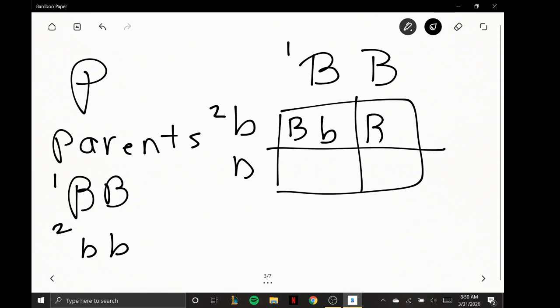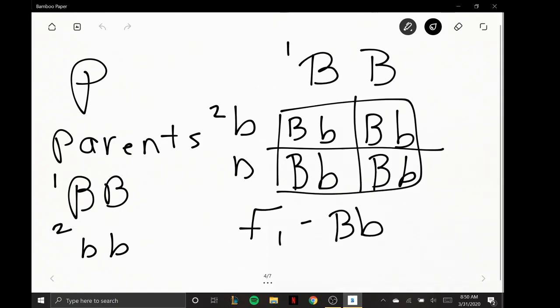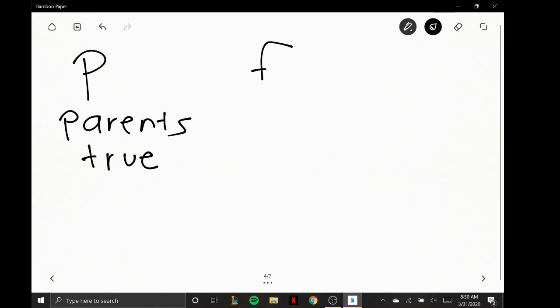So all of the babies, this is the F1 generation, all have this genotype of big B, little b. So the P generation, I remind you, are the parents and they're true breeders. The F1 generation, they all have the big B, little b.